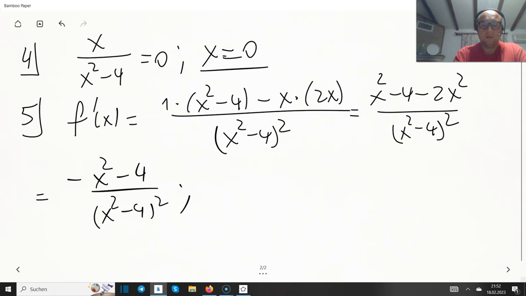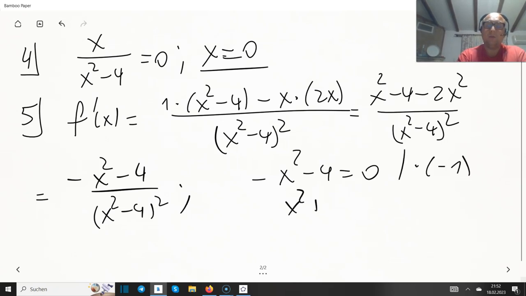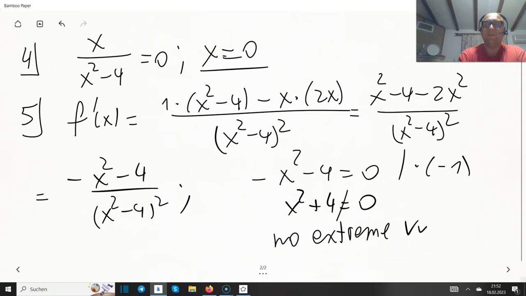So this is the first derivative. Minus x squared plus 4, bringing it to 0, times minus 1, x squared plus 4 equals 0. Not a good idea if you have real numbers. It's always greater than 0, so it's never working. No extreme values. That's the way it is.